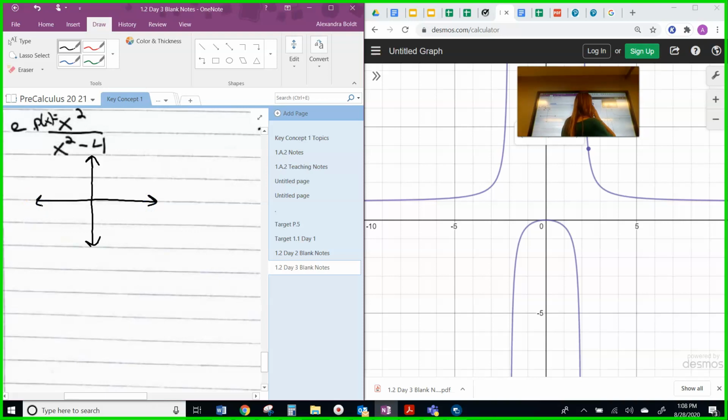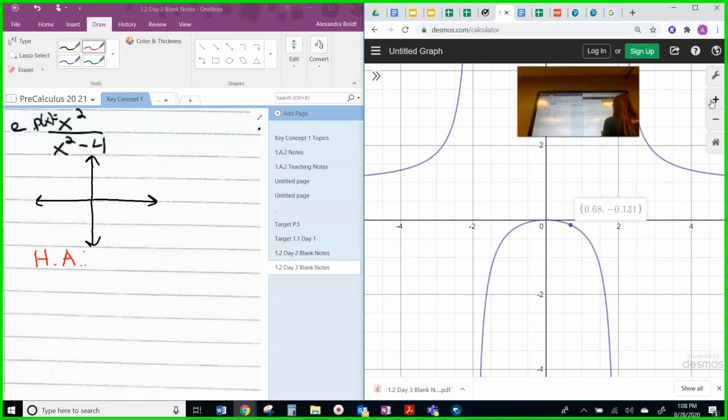So we have these different chunks. A lot of times with this, I find it almost easier to figure out my asymptotes first. So let's look for our horizontal asymptote. Do we have one? It looks like we do, right?